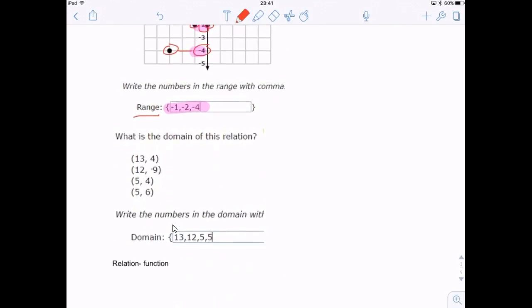Okay. What is the domain of this relation? So here they're giving us the relation in terms of ordered pairs. And the domain, remember, are the x values. So the x values are these here. So we have 13, 12, 5, and 5. Actually, we don't need to say 5 twice. We could just say 5 once, because if you say that 5 is in the domain, you don't need to say it every time that you have a relation. Okay?